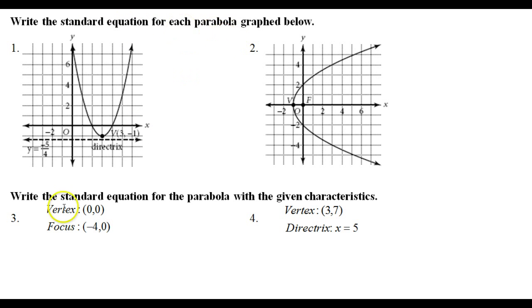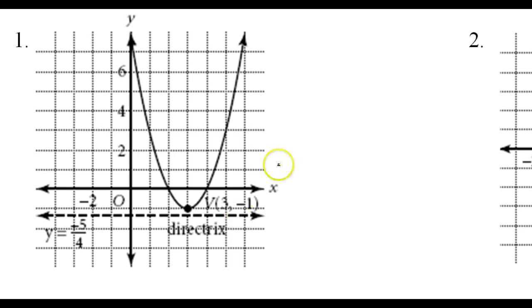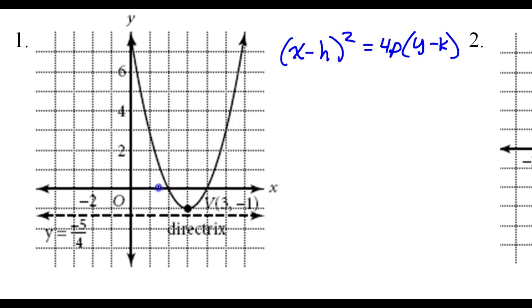So anyway, for problem number 1 and 2, we are supposed to write the standard equation for each parabola below. Alright, first thing you always have to do is decide, will the x be squared or will the y be squared? So since this is a normal upward facing parabola, I'm going to do it so that my x is squared like normal. So I'm thinking, (x minus h) squared is equal to 4p (y minus k), not squared.